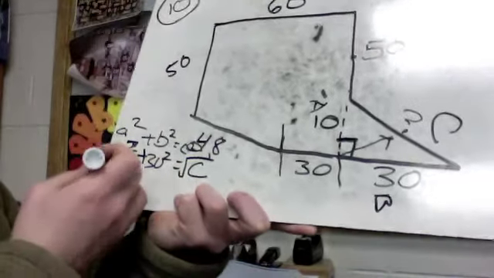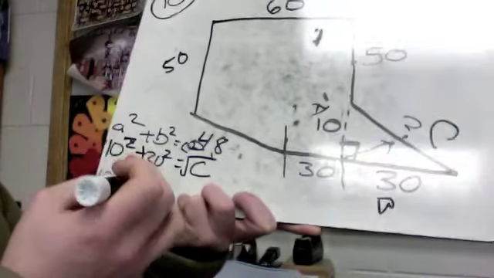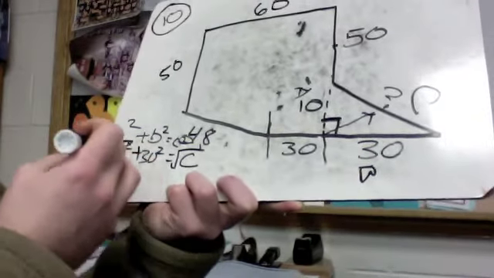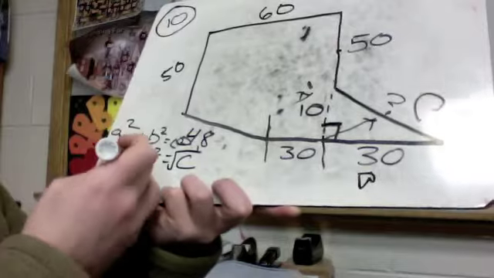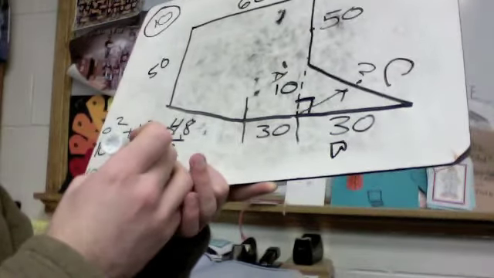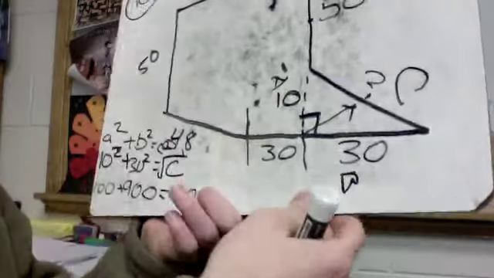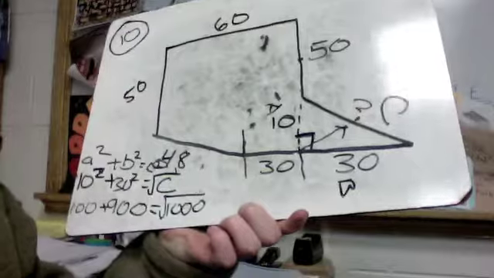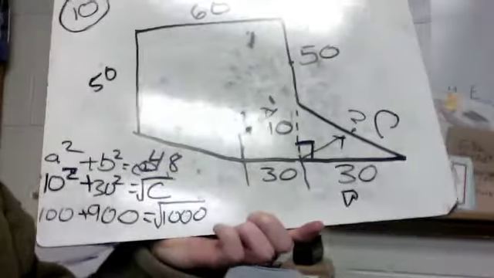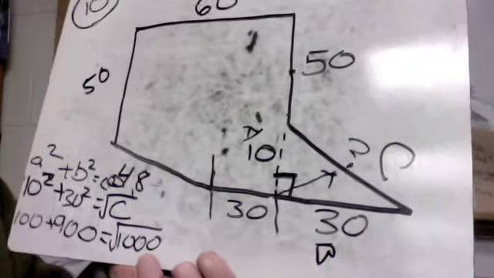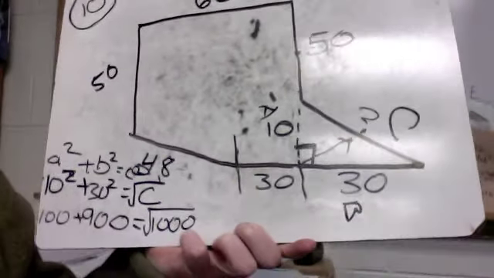Okay, so 10 times 10 is 100. Let's see, 30 times 30. 3 times 3 would be 9, so that's got to be 900. Equals 1,000. Oops. 1,000, and then we need to find the square root of it. What is the square root of 1,000? It's definitely not 100, because a lot of people would put 100 for that. 100 times 100 is not 1,000. It's way bigger than that.